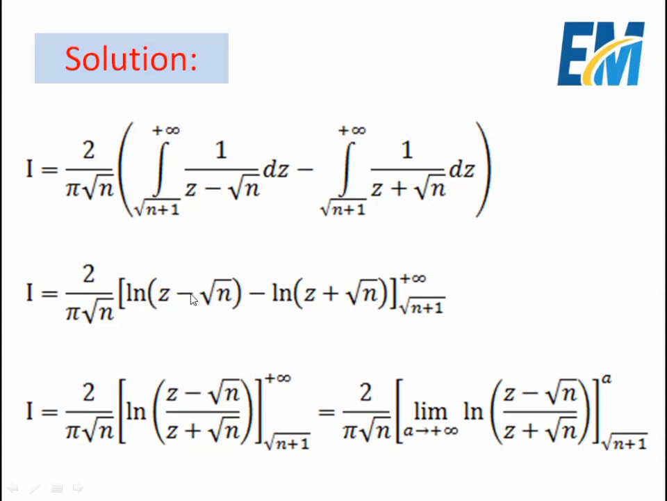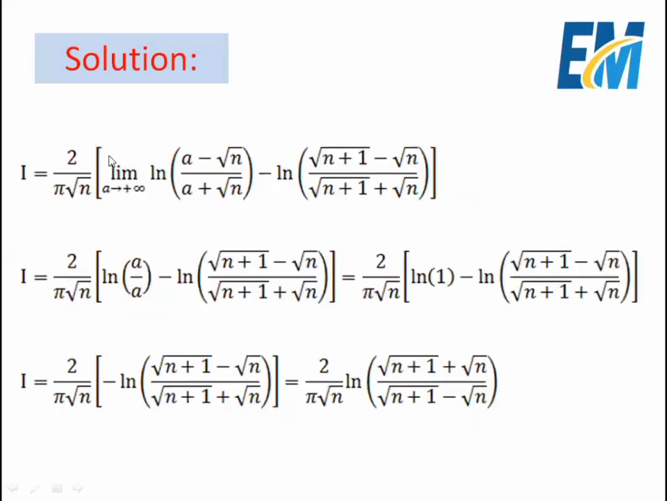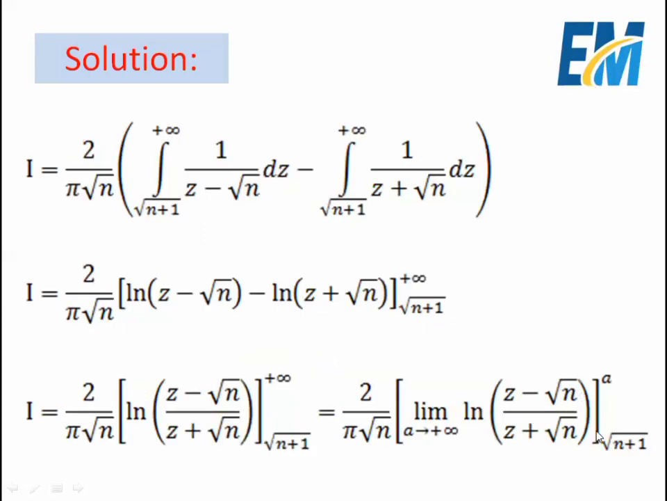Here we have ln a minus ln b, which is ln of a over b. So I becomes 2 over pi multiplied by square root of n all into ln of z minus square root of n all over z plus square root of n from plus infinity to square root of n plus 1. So instead of plus infinity, we can put a and put limit as a tends to plus infinity of this term. So I becomes 2 over pi over square root of n. First, we have the limit, and second, we will substitute the square root of n plus 1.